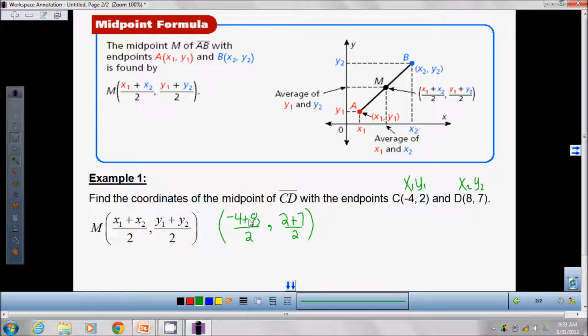So -4 plus 8 gives you +4. And we're going to divide by 2. 2 plus 7 is 9 over 2. Okay, and we can simplify this even further. 4 divided by 2 gives me 2. And 9 divided by 2 is 4.5. So the midpoint of segment CD is 2, 4.5.